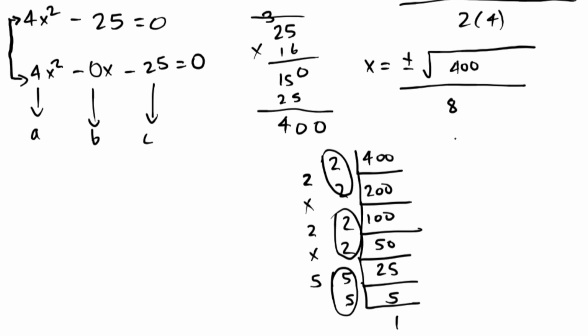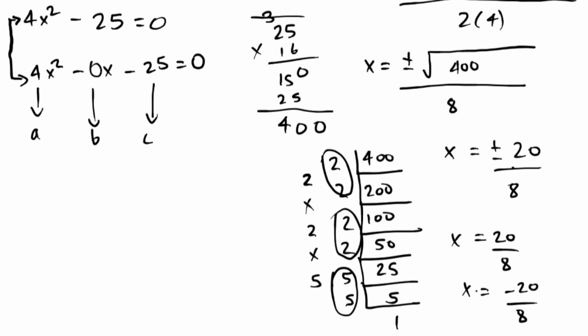The square root of 400, as we know, is 20. So x is equal to plus or minus 20 divided by 8. X is equal to 20 divided by 8. X is equal to negative 20 divided by 8. And these are our two answers for this question.